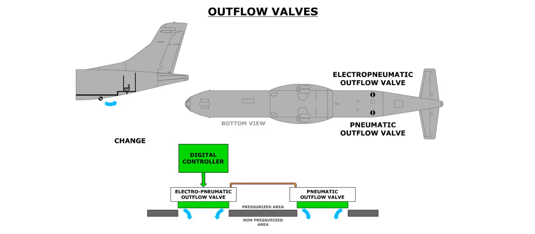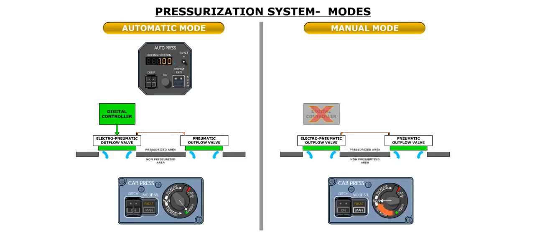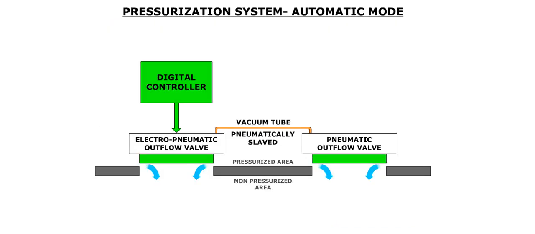The cabin and flight deck are pressurized through both the left and right packs. This inflow of air to the cabin is fairly constant throughout the range of power settings. The pressurization system can operate either in the automatic mode of operation or in the manual mode of operation. In the automatic mode, the pneumatic valve is slaved to the electro-pneumatic valve by an interconnected vacuum tube, which allows both valves to operate simultaneously.